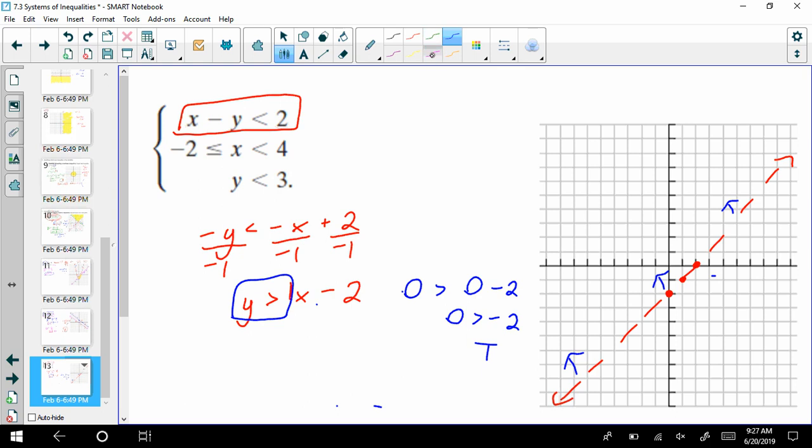Let's look at the next one here. I'll do it in, let's do purple. This one's tricky because it says -2 is less than or equal to x is less than 4. What does that mean? Well, it's basically saying x is between -2 and 4. So visually, how I would show that on my graph, let's go to where x is -2 and make a vertical line. Will it be solid or dashed? Well, the one going through -2 should be solid because it has the equal to bar.